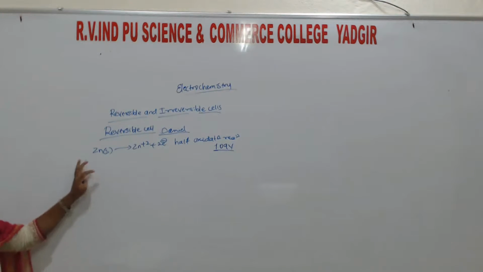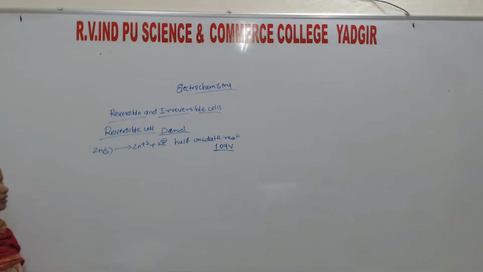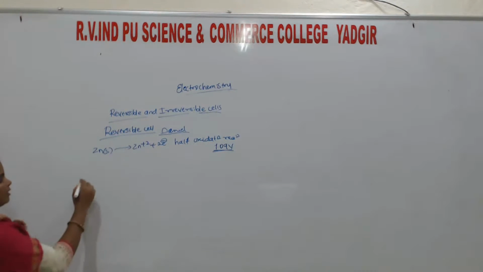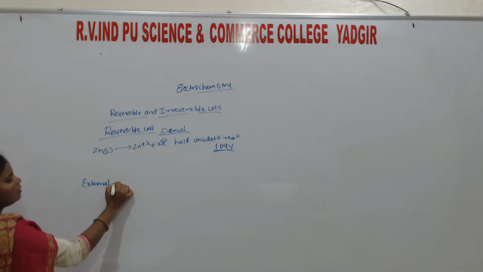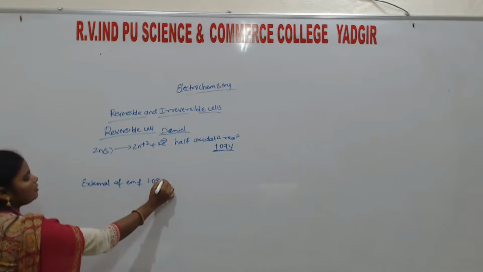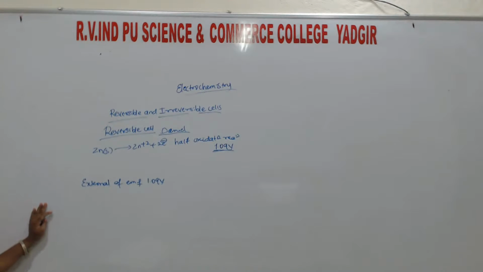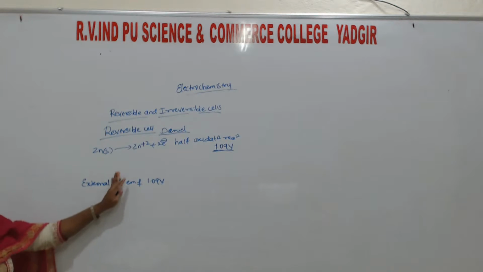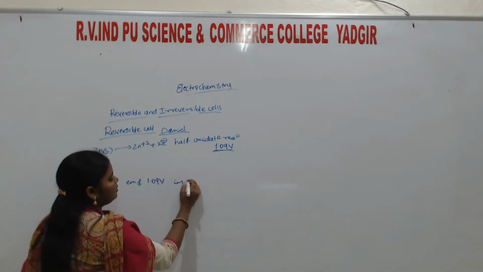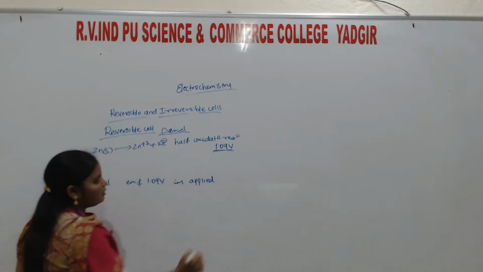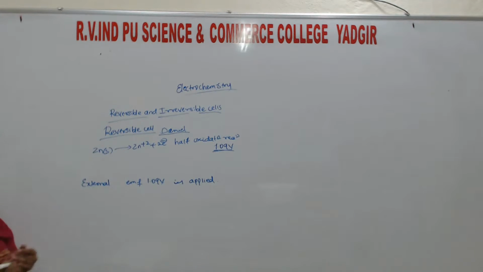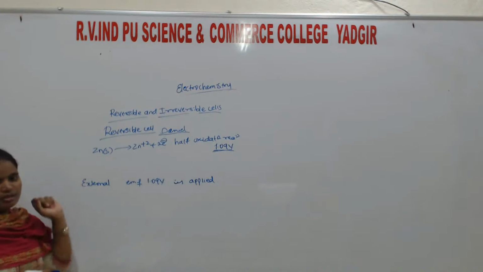If there are two electrodes, one zinc and another copper, and you apply an external EMF of 1.09 volt, the cell reaction stops. When an external EMF is applied, the cell reaction stops.